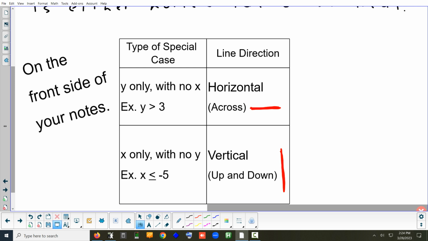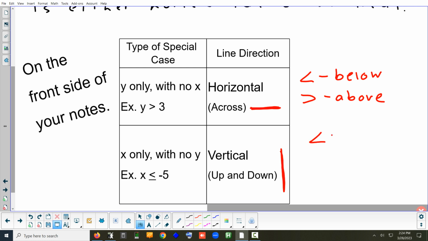So the only difference with the shading for horizontal, less than, is below. Anything with a greater than is above. With vertical, you don't really have above and below. You have more left and right.